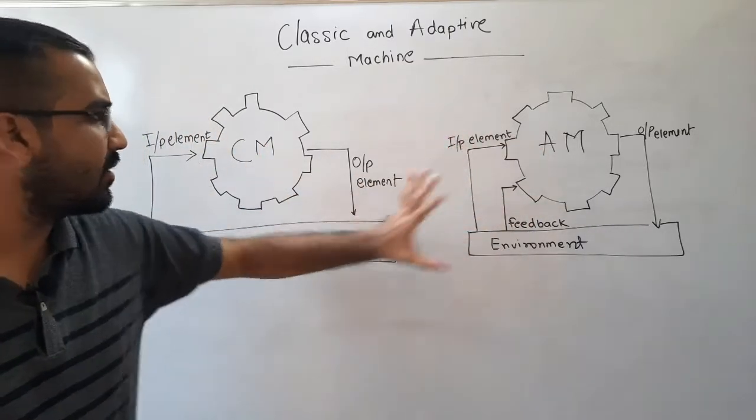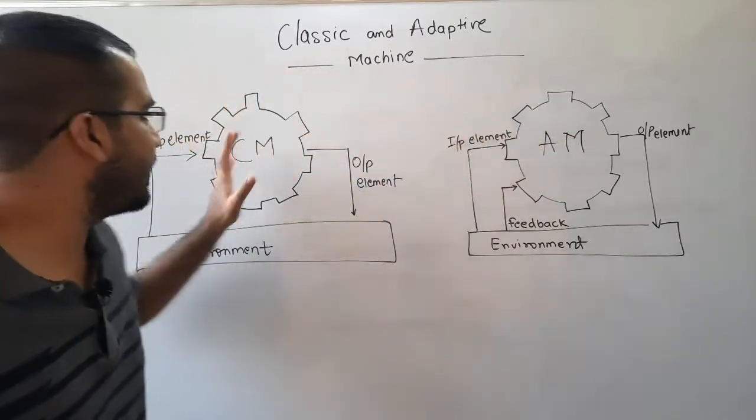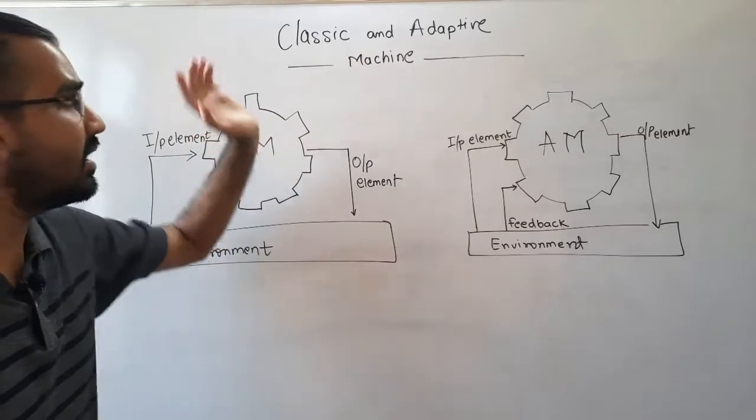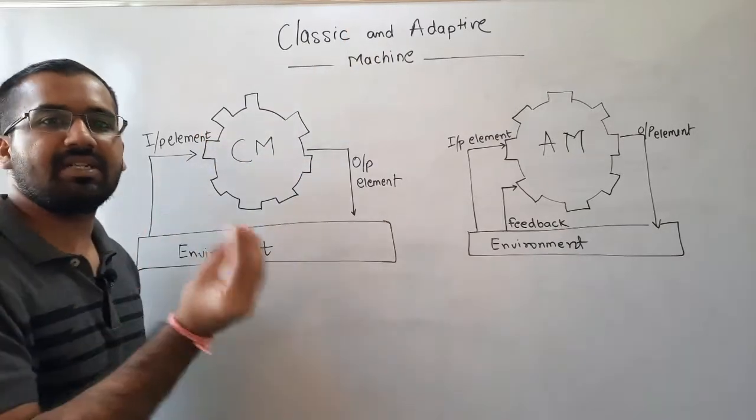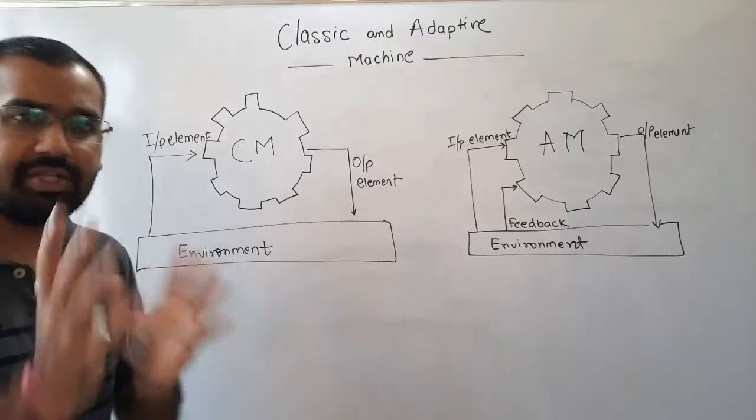You can see here these are the machines, CM, AM. That is the classic machine, and this is nothing but the adaptive machine. Now, some basic things I would like to tell you about, starting with the classic machine. What is actually happening here?